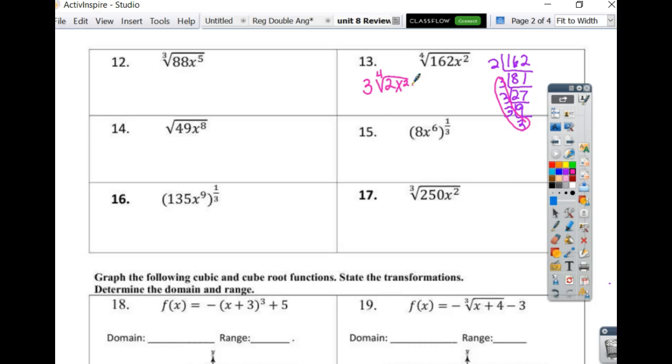So one more, number 14. I don't know why everybody always misses this. What's the index on number 14? 2. So I'm taking the square root, right? What is the square root of 49? 7. And then how many x's do I have? 8 divided by 2 gives me, so I get 7x to the 4th.